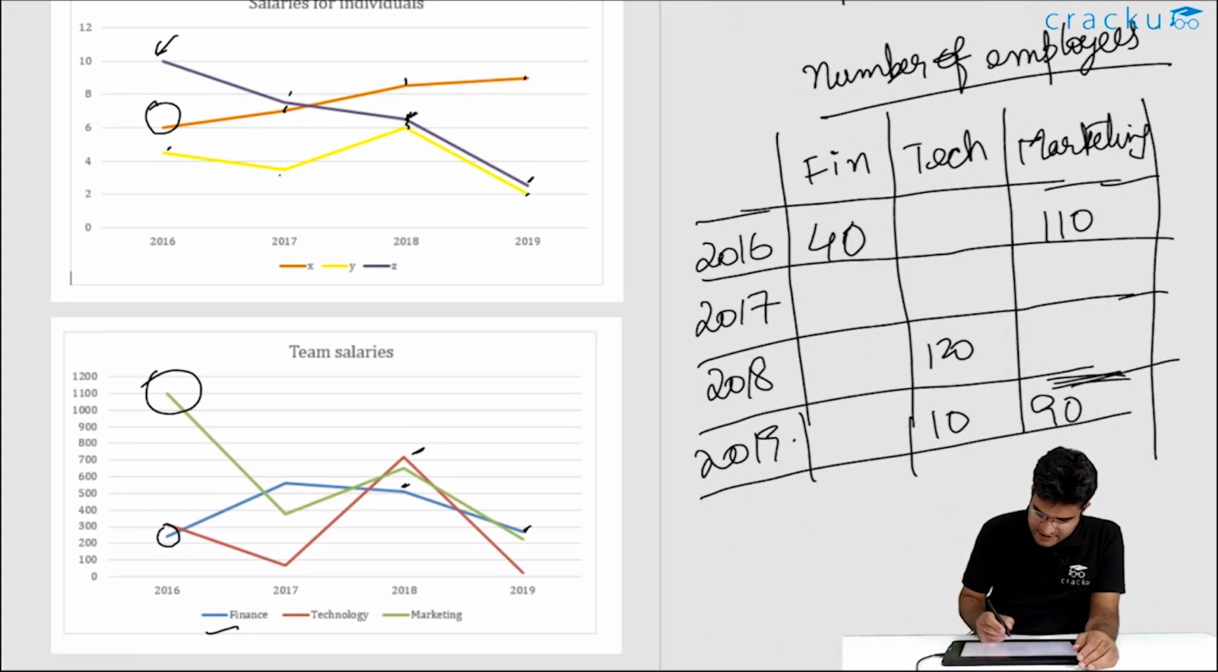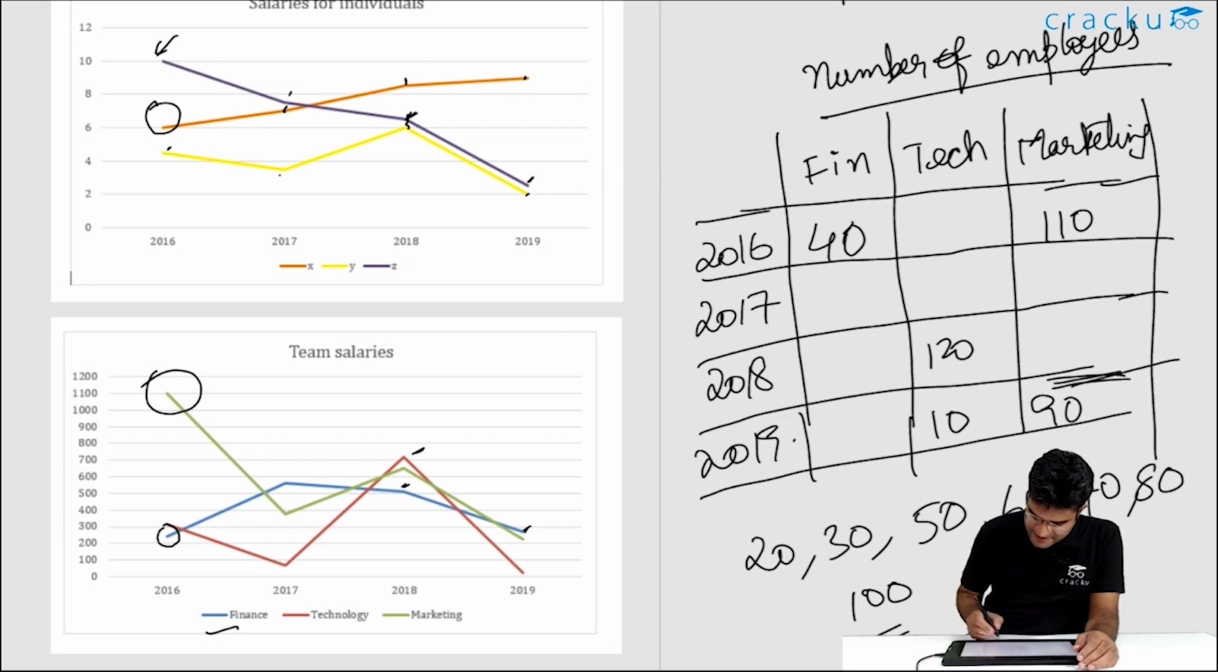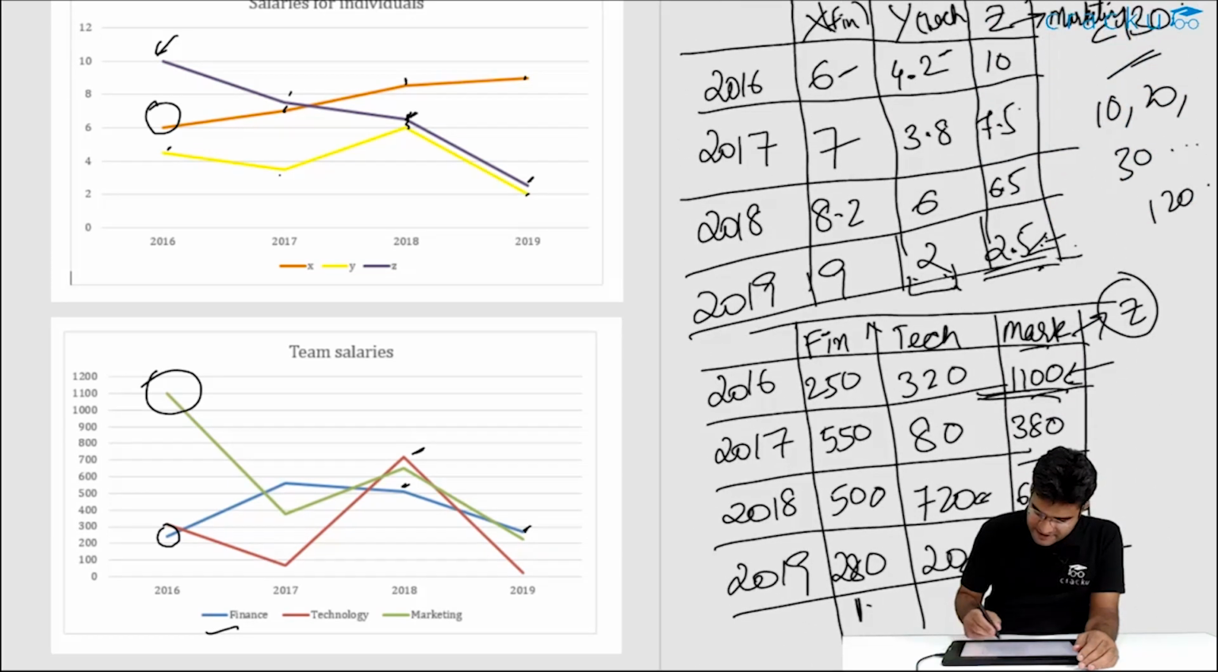Now if you look at the numbers which are remaining, it is 20, 30, 40 is done, 50, 60, 70, 80, 90 is done. We need 100, 110 and 120. Let us try to see where we can find 100. If there is a number where the ratio is roughly around 100. Now we can see that in 2018 in marketing, that is this one, in 2018 Z, this is around 6.5, and we also know that the total in marketing is 650, that is this number. So we can imply that this is 100.